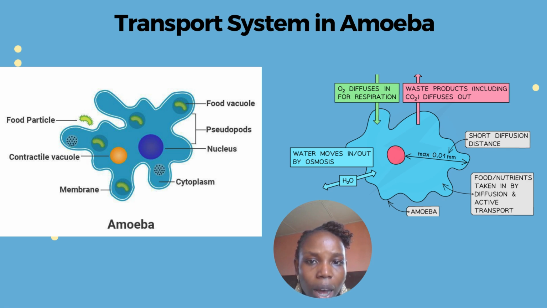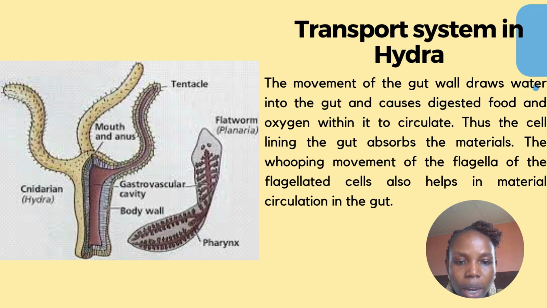So you can see how water enters into the cell of the amoeba, and how it leaves the cell of the amoeba. Because if the water going in is larger than the one coming out, it can bring about turgidity. It can make the amoeba become turgid, become swollen, and it can burst. So there should be a regulation between the water flowing in and the water going out.